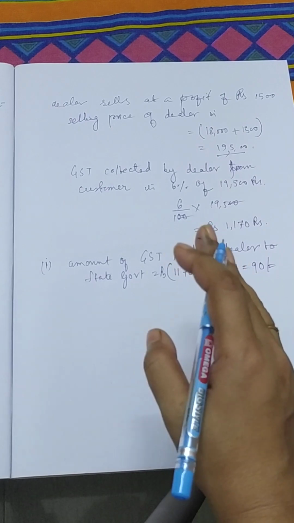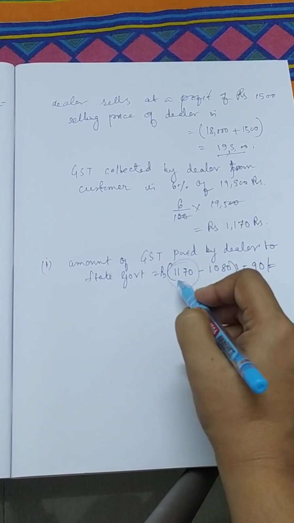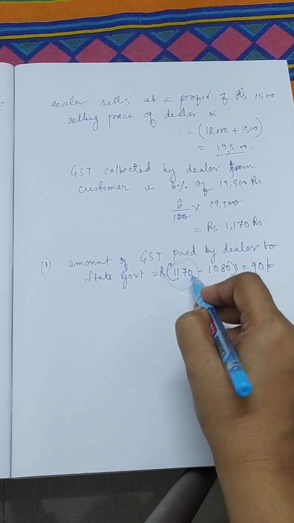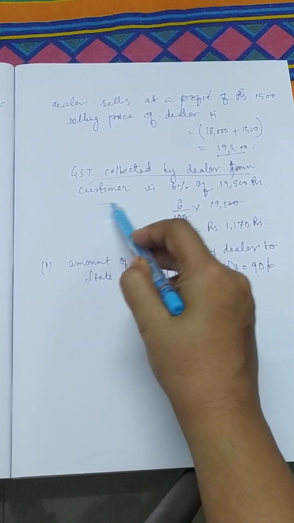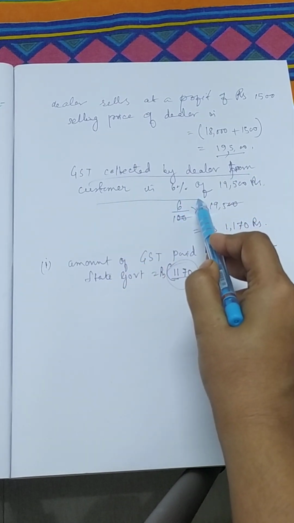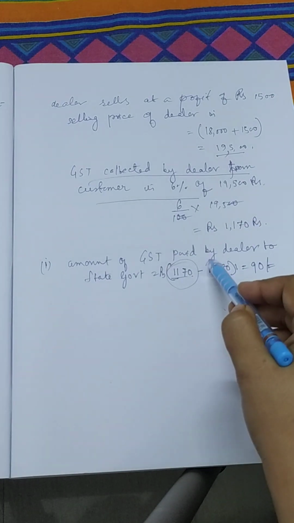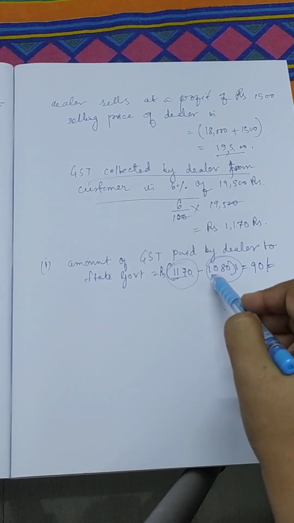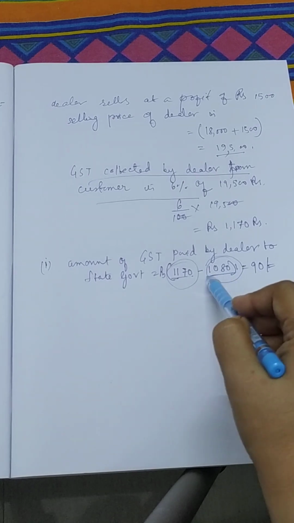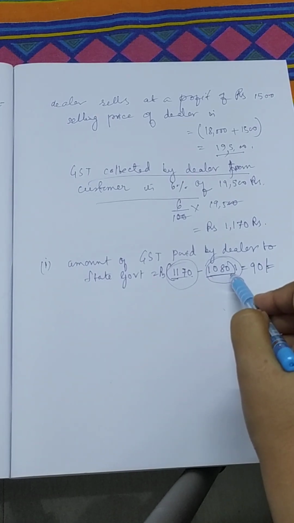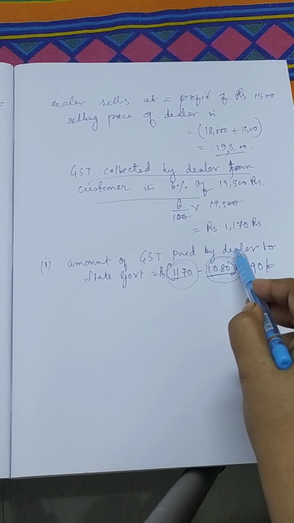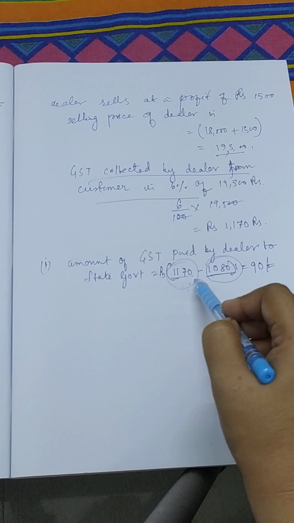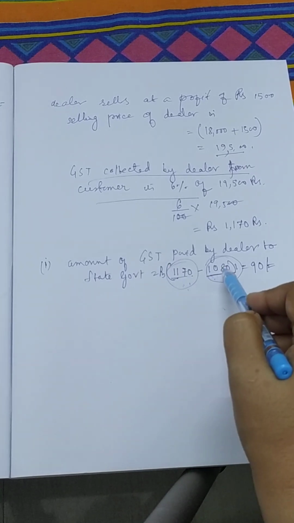That means, try to understand one thing. What is 1170 rupees? This amount is collected by the dealer from the customer. And whenever the dealer buys from the manufacturer, he has to pay 1080 rupees GST to the manufacturer. Now obviously, at the end of the year, he will not pay double GST for the same thing.